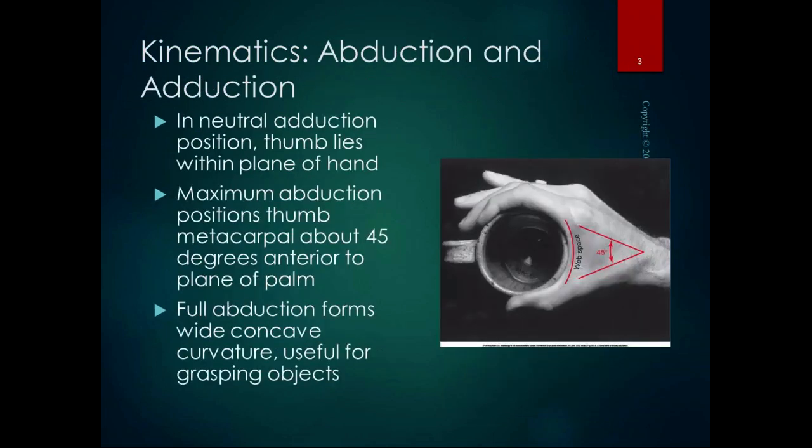So with abduction and adduction, in a neutral adduction position, the thumb lies in the plane of the hand. Maximum abduction positions the thumb metacarpal about 45 degrees anterior to the plane of the palm. And then full abduction forms a wide concave curvature useful for grasping objects. So there's our picture of our 45 degrees of abduction.